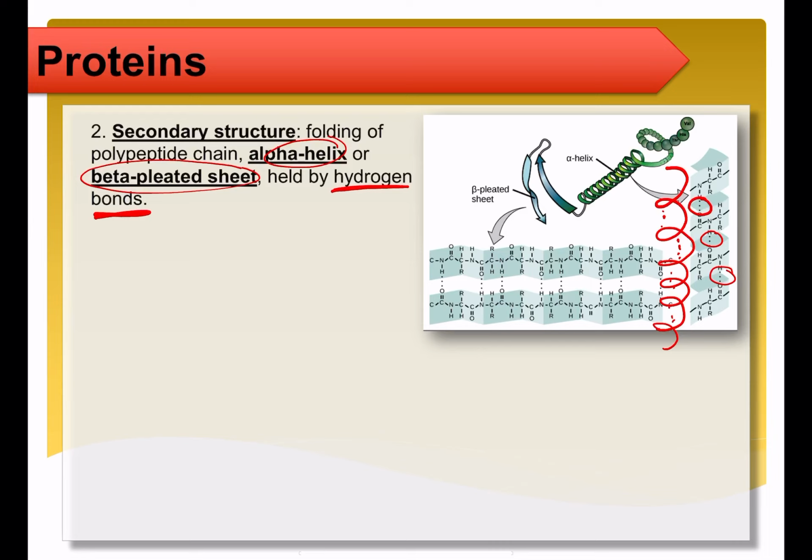If you have a beta pleated sheet within the protein's secondary structure, then the hydrogen bonds are formed between the pleated sheets like that, and those dots are the bonds between the hydrogen and the oxygen.